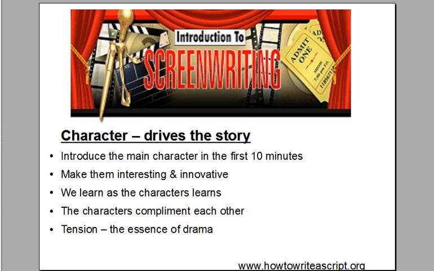You think of a detective story or something. We learn about the crime and the puzzle that he's trying to solve as the main character in a detective story learns. So that's really the essence of character. It relates to the audience, and we as the audience learn as the character learns.